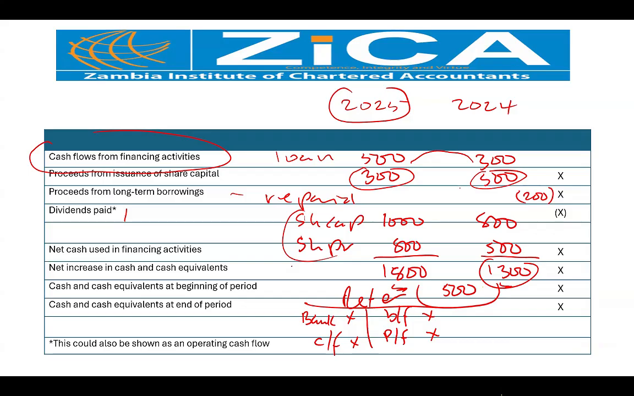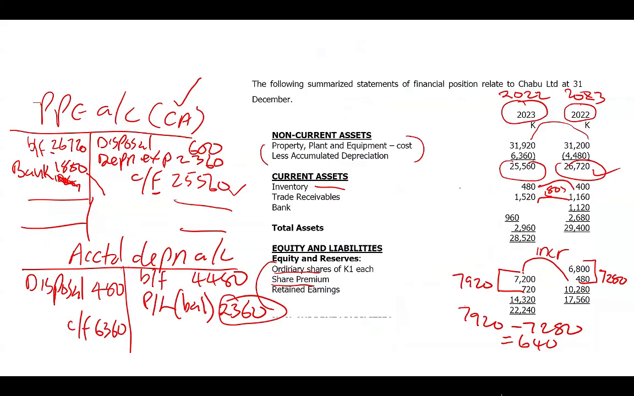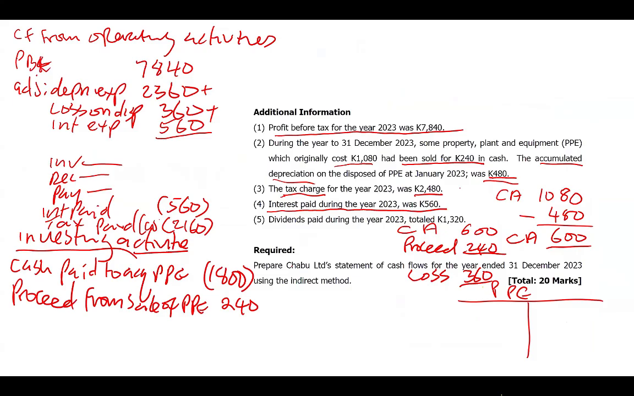Investing, you check cash paid to acquire PPE and proceeds from the sale of PPE, then any interest received or dividends received. Then under financing, proceeds from the issue of shares, loans received or repaid, including dividends paid. In fact, in this question, the dividend paid was a readily available figure here. So you needed to just get it from that item number 5 and include it under the financing activities item.